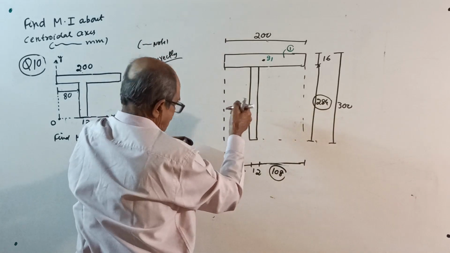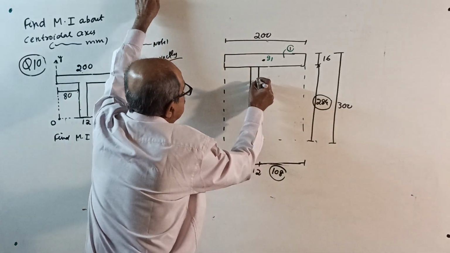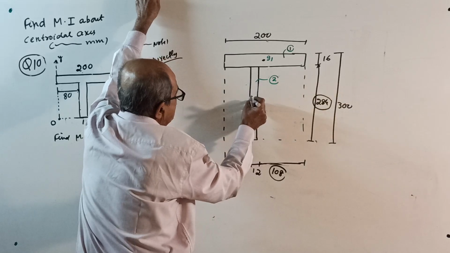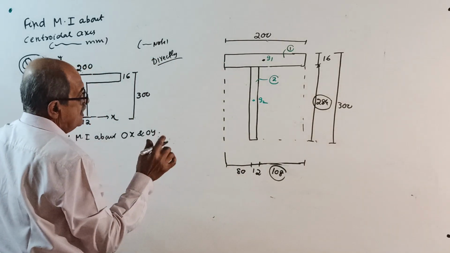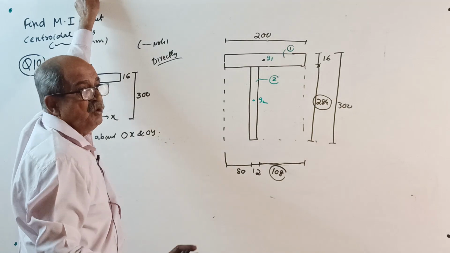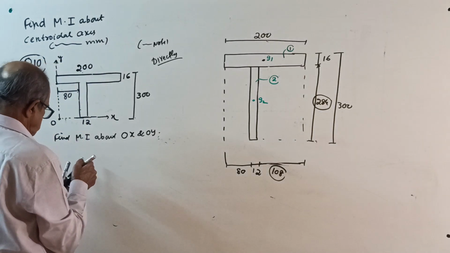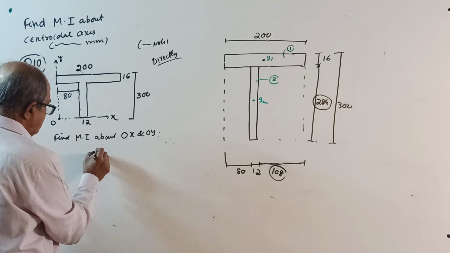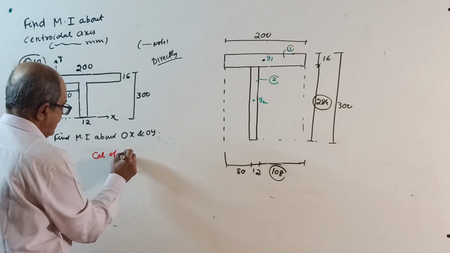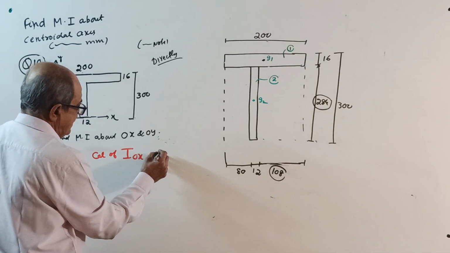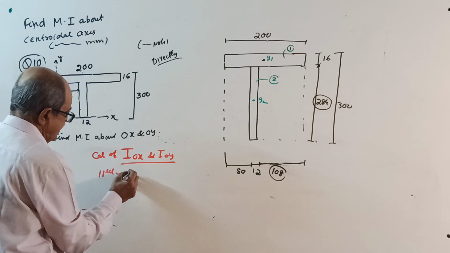Now this I will take as figure number 2, and this is your G2. Now directly start. No question of locating the centroid. First, as usual, write the statement here: calculation of I about OX and I about OY. This is not the centroidal XX, YY. First, the parallel axis theorem, write the statement.